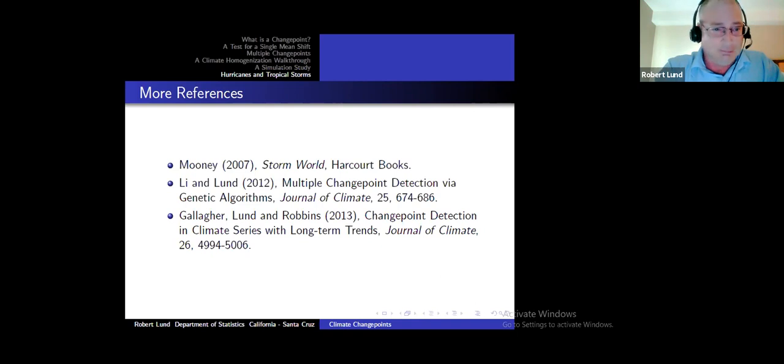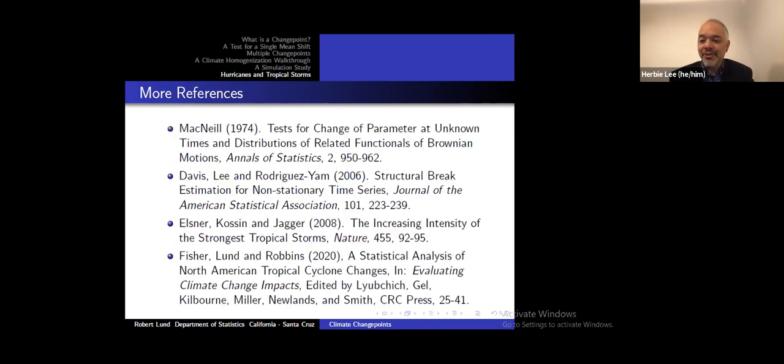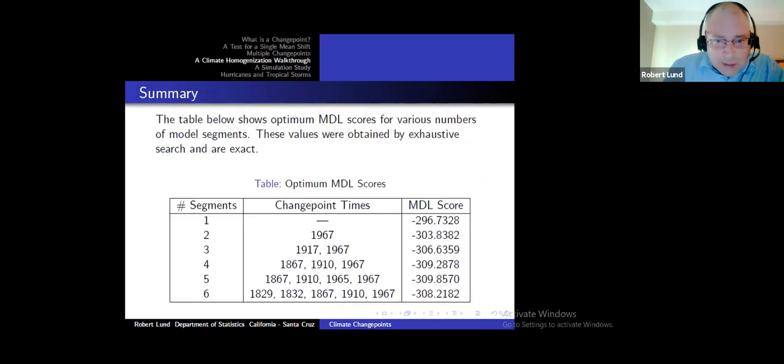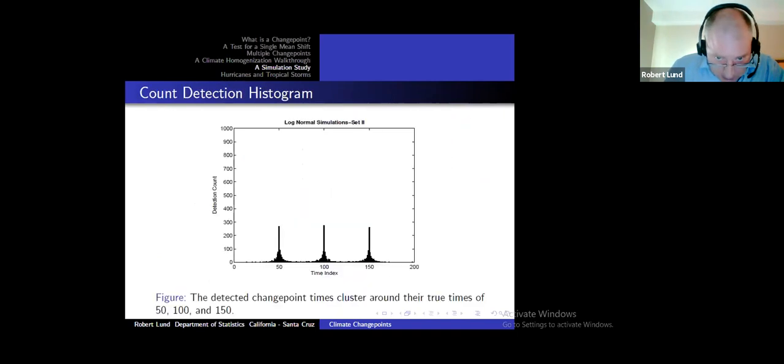So we got a question asking to actually see the rest of your simulation results, including an example where there are change points in the known locations. Okay, I can comply with that. All right.